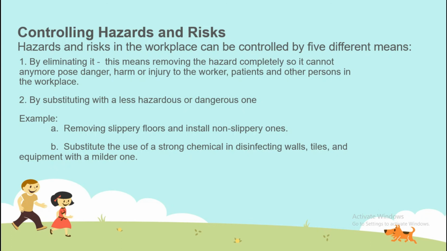Okay, like for example, you're an office worker, and in this case, it is an ergonomic hazard. You have a too low chair. Your chair is too low for your table, so that is an ergonomic hazard. So it must be replaced with a chair that fits the level of your table, so it can be less hazardous. Okay. Oh, there is an example: removing slippery floors and install non-slippery ones. Okay, that's one example of substituting. Substitute the use of strong chemicals in disinfecting wall tiles and equipment with a milder one.